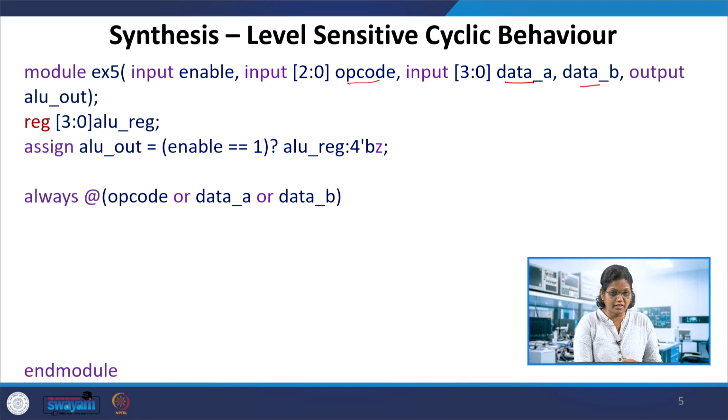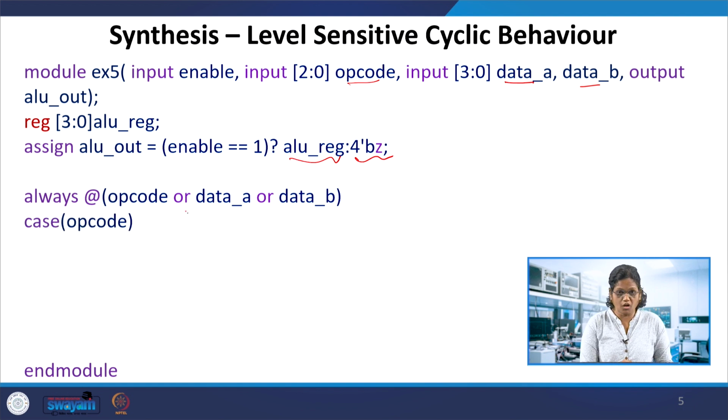You can see the assign and always statement in one module. Assign ALU out enable equal to 1. If that condition is true, assign ALU reg, which is the register. Here it need not be the case. ALU register is assigned to ALU out or 4-bit high impedance state.